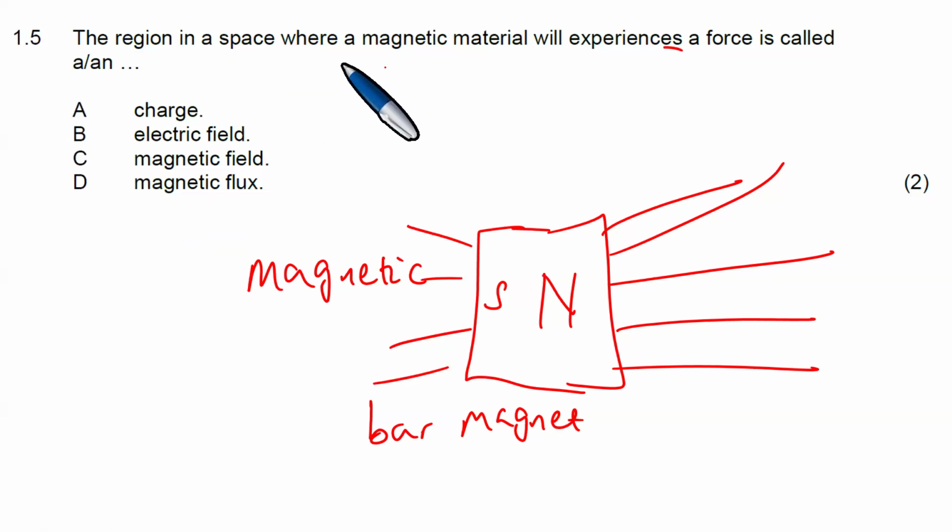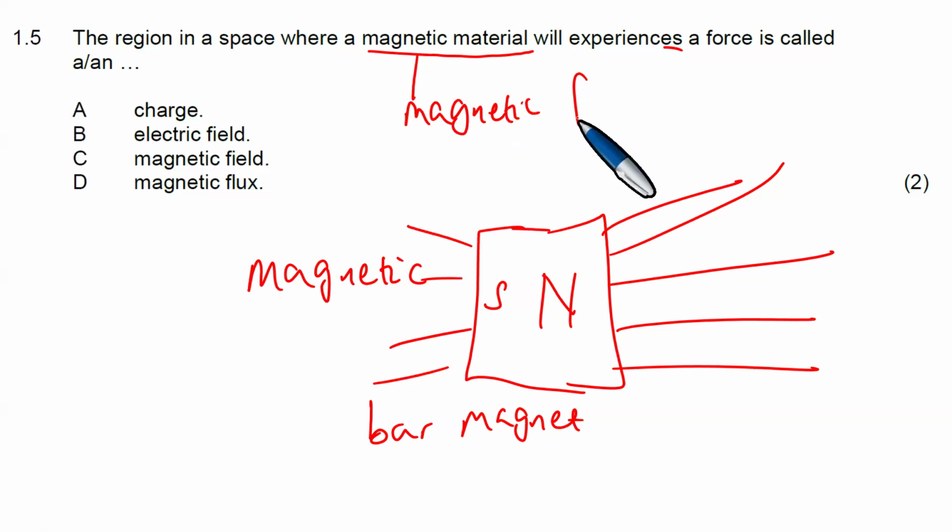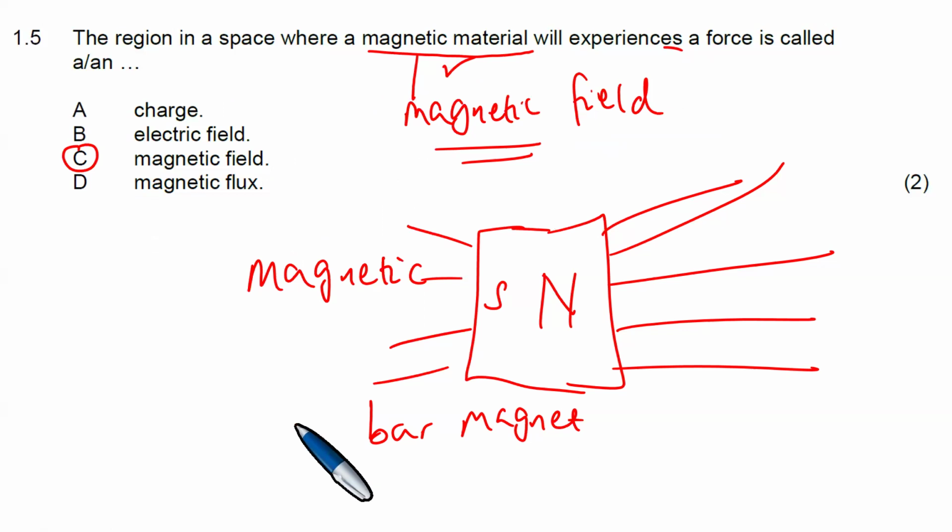So the region in space where a magnetic material experiences a force is a magnetic field. In a magnetic field. All right. So this experiences a force in a what? In a magnetic field. And therefore the correct answer is this, because you're dealing with a magnetic material. This magnetic material experiences a force in a magnetic what? In a magnetic field. Altogether. Yeah. Next point.